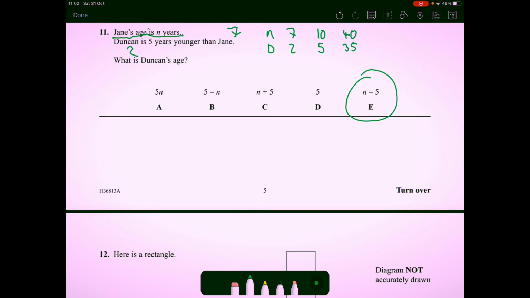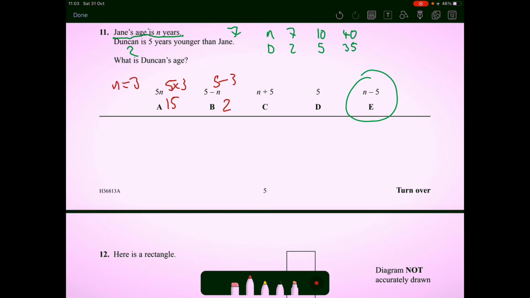If you weren't sure about this, then you could actually substitute in a value for each of these and see what happens. So if we imagine that Jane was 3 years old, then in this instance Duncan's age here would be 15, 5 times 3. If it was this way round, it would be 5 take away 3. Duncan would be 2 when Jane is 5. But we know that's not right because Duncan is 5 years younger than Jane. In this instance, it'd only be 3 years younger.